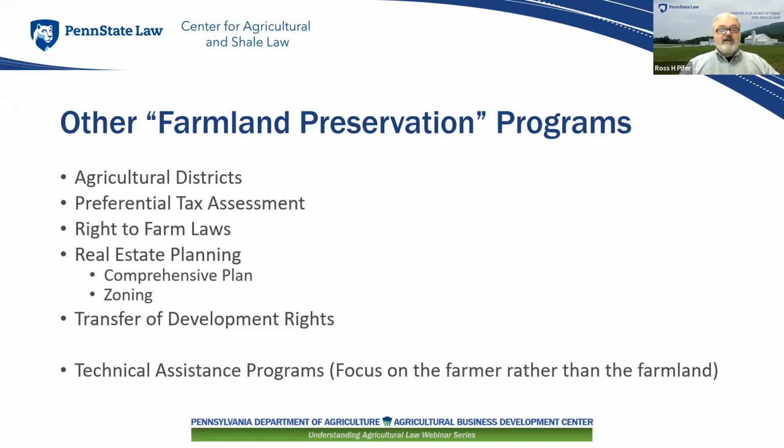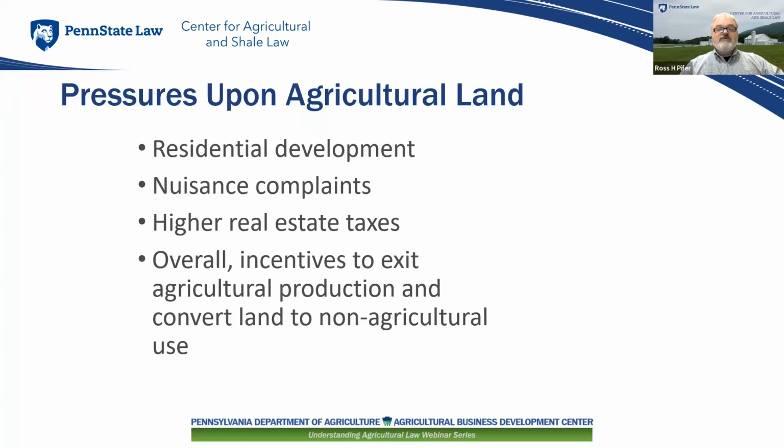Preferential tax assessment, where you have Pennsylvania's Clean and Green program, where farmland or other eligible land gets assessed at a lower rate. Right to farm laws, where farms receive certain protection from nuisance lawsuits, as well as some other protections. Just general zoning or other kinds of real estate programs. And then the technical assistance programs, where we're giving farmers assistance in a number of ways to try to make their farms more viable. So these are a number of the tools.